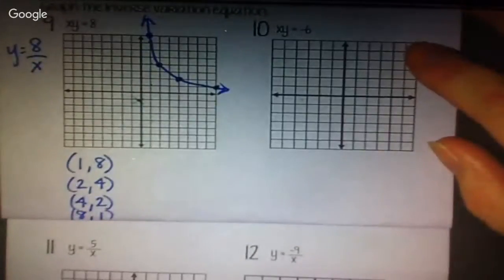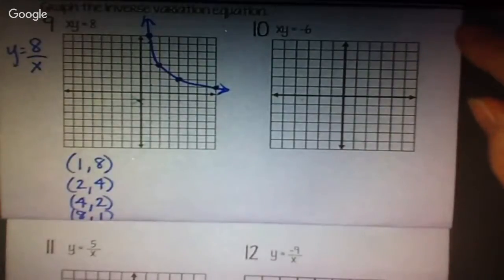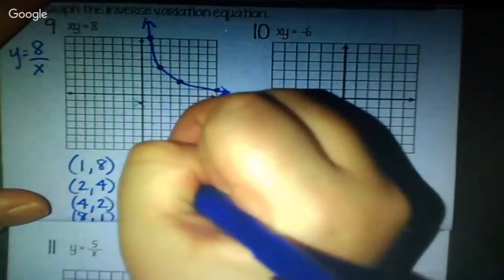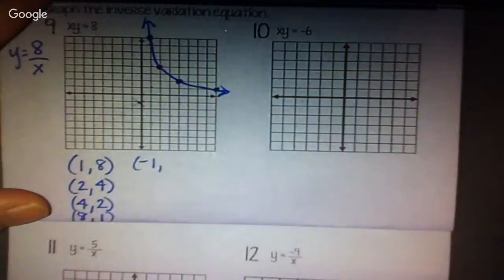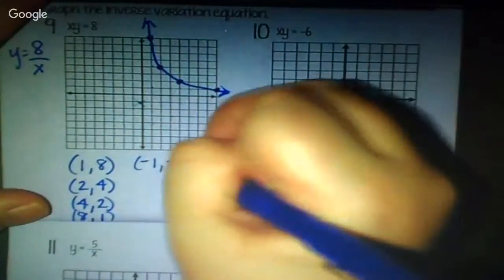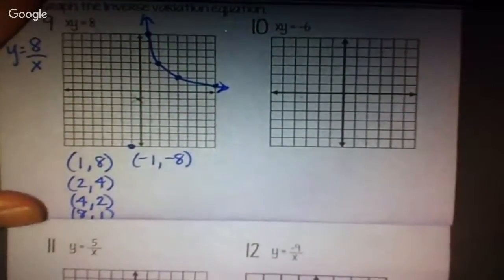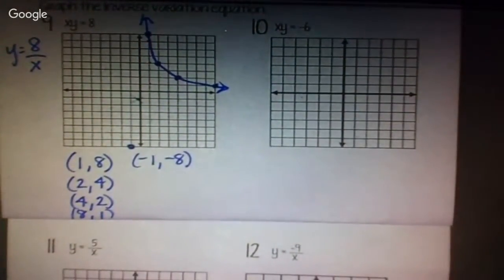Don't forget though, this should have 2 pieces to it. So we went the positive way along x. I can also go the negative way. So if I make positive 1, negative 1, what's that change my 8 to? Negative 8. Oh, yes. Okay. So this is a reflection over that line y equals x. Or I'm sorry, y equals negative x, not y equals x. Okay.